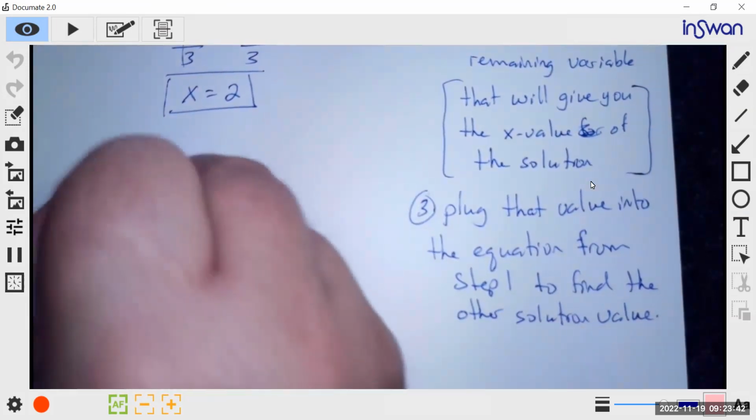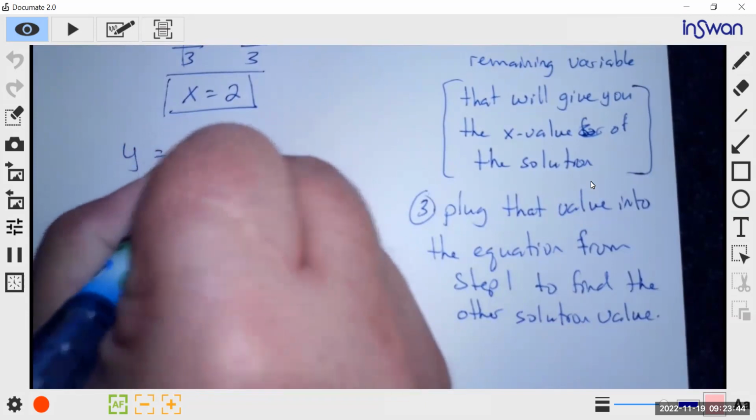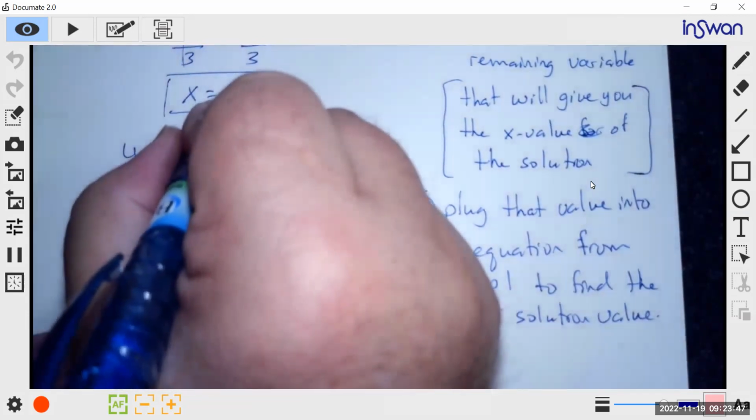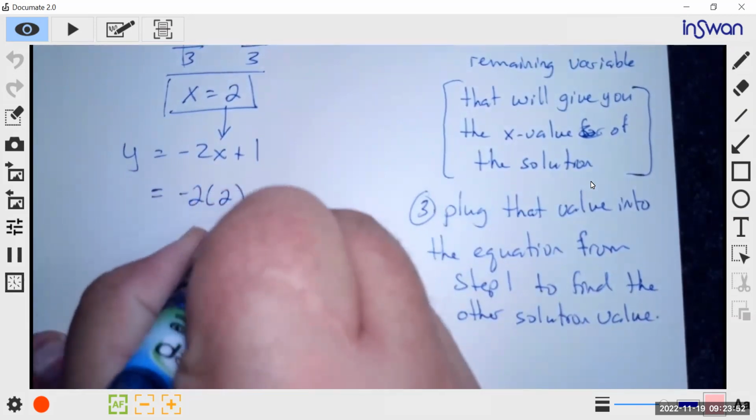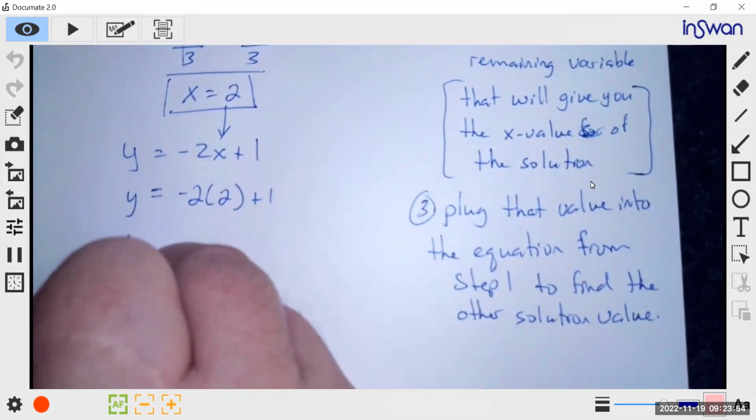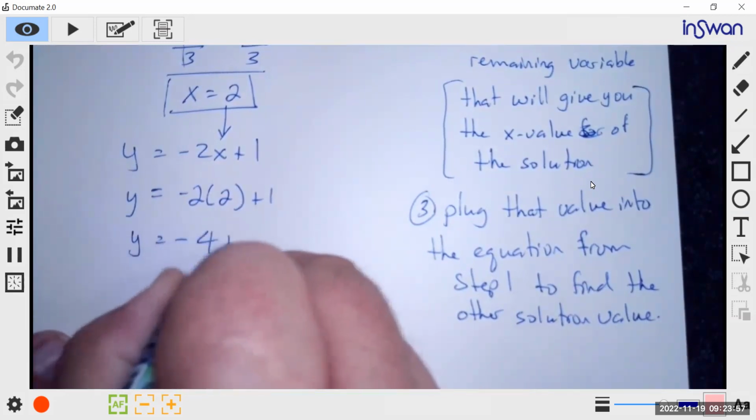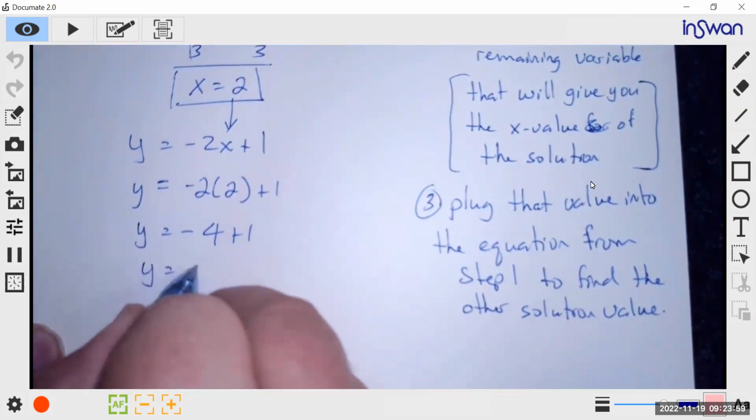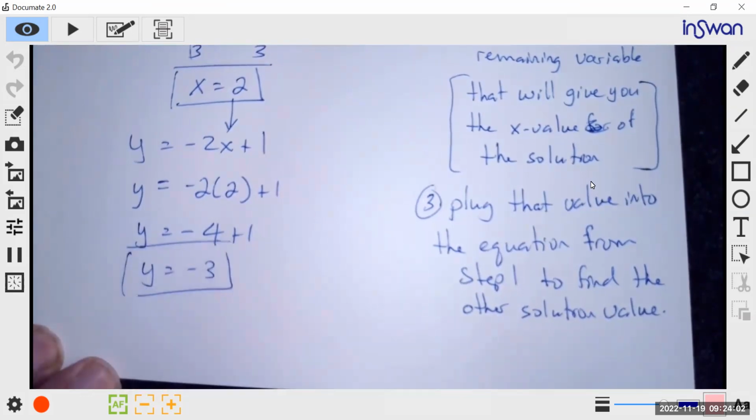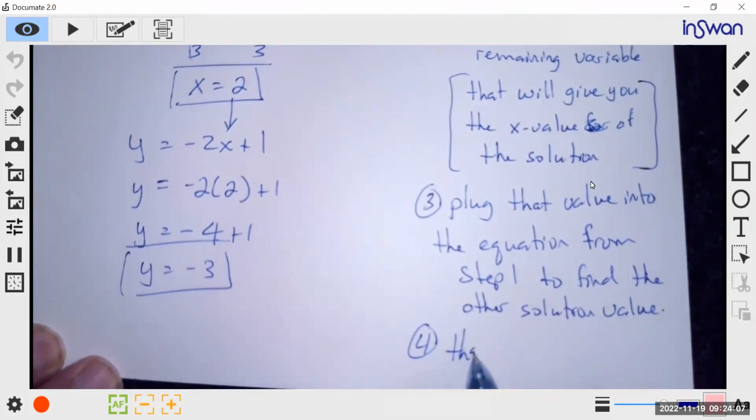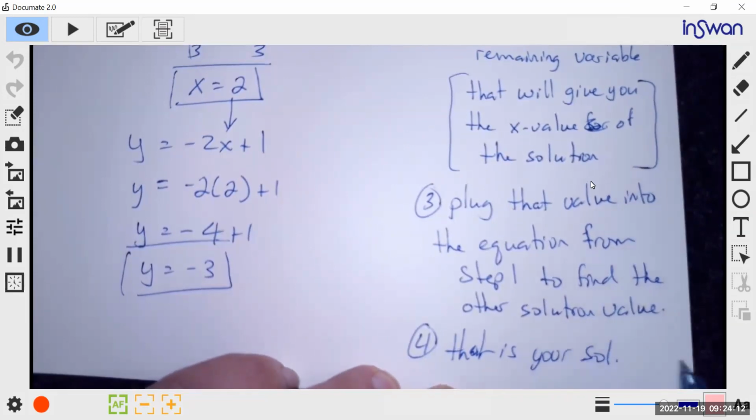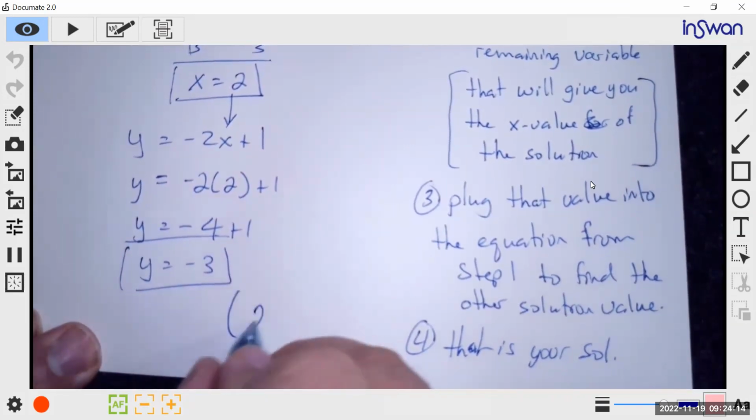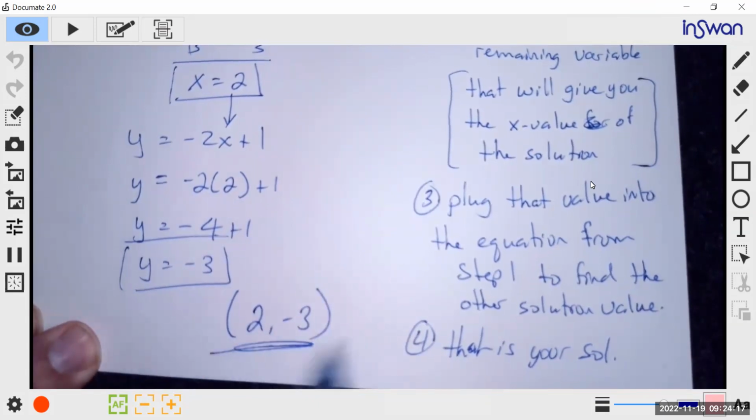So we know that from the first step, we had y equals negative 2x plus 1. So anywhere I see an x, I put a 2. Negative 4 plus 1. That is your solution. So our solution is at 2, negative 3.